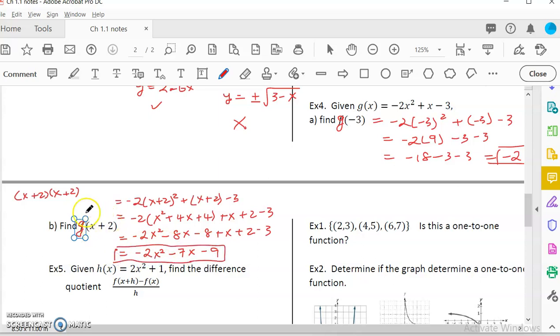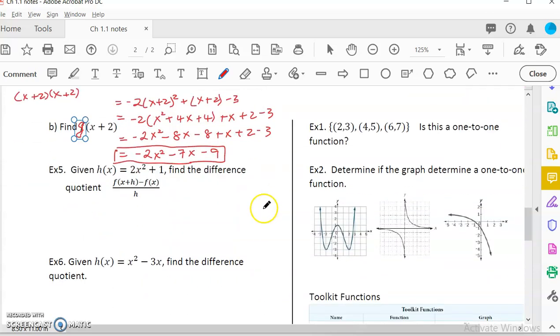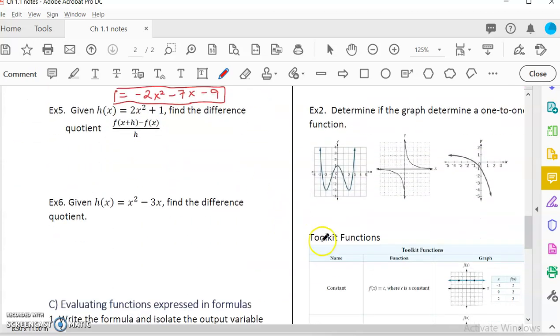So just pay attention if you have one variable and one constant in the input. Basically, the x in the formula is a placeholder. Now the next thing we want to do with function notation is something called the difference quotient. This shows up a lot in calculus. This is a pre-calculus class, so we want to get you ready for evaluating this.